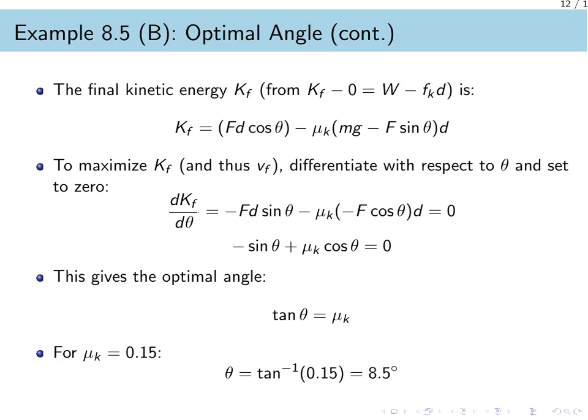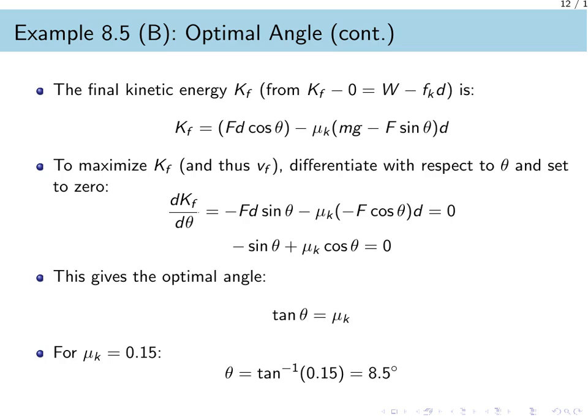To maximize this final kinetic energy, we must use calculus. We take the derivative of K sub f with respect to theta and set the result equal to 0. When we do this, the common terms F and d divide out, leaving us with negative sine theta plus mu sub k times cosine theta equals 0.